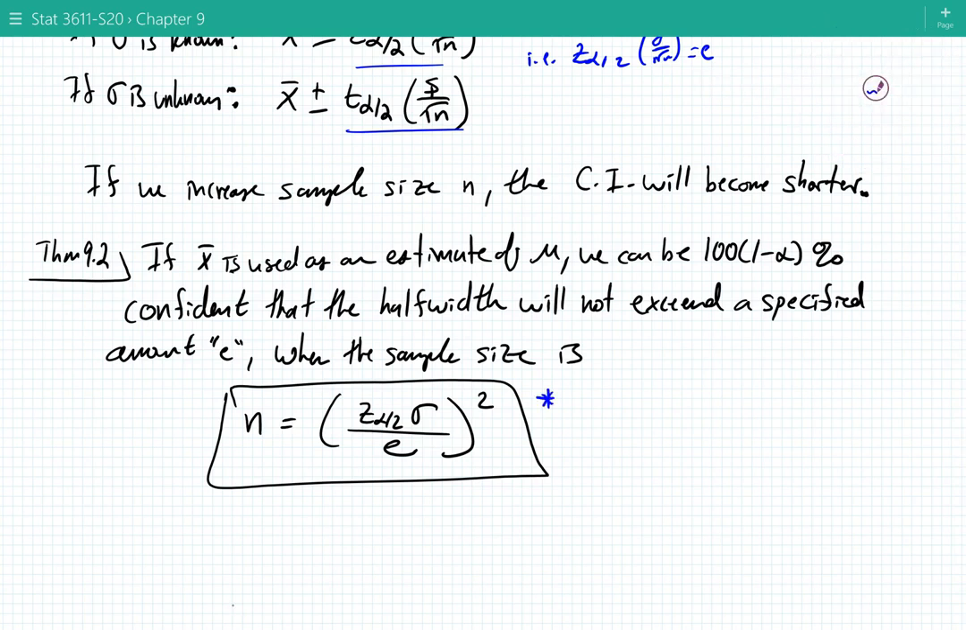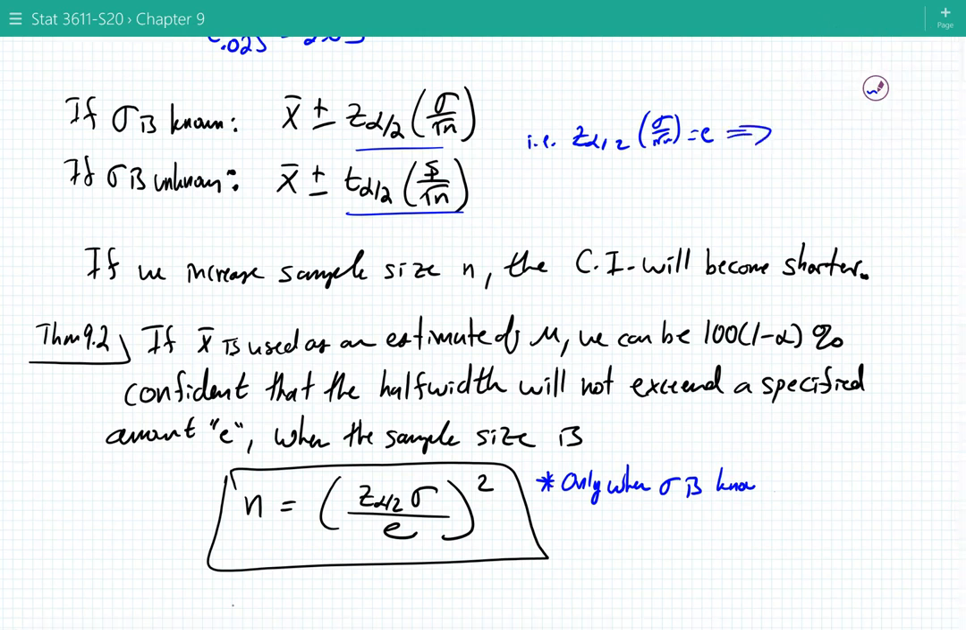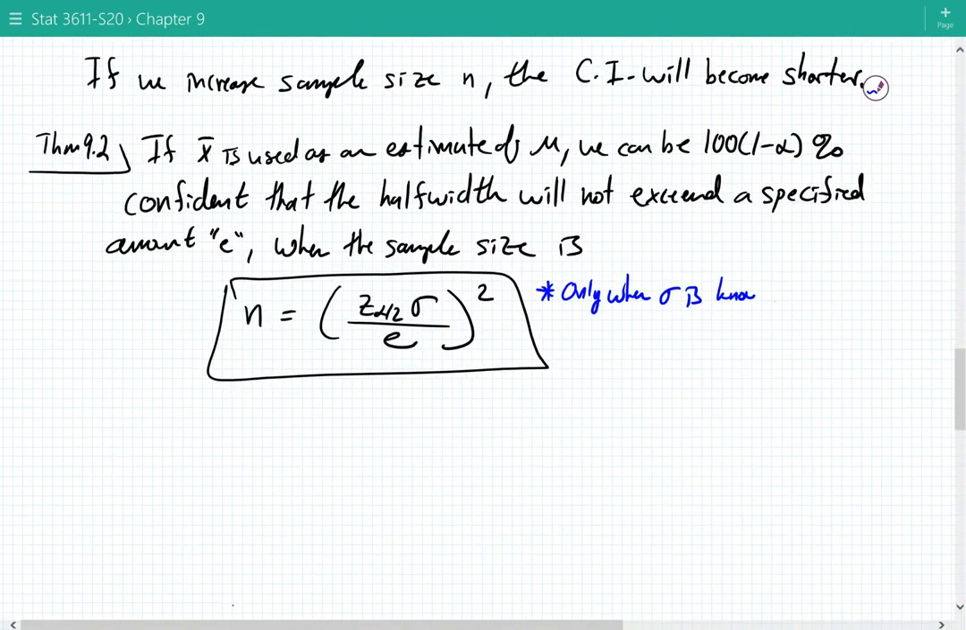And I'll just mention, in terms of practice, we are only going to use this when sigma is known. Let's not extrapolate this to the t-distribution quite yet. Only when sigma is known. So if we know sigma, then we're working with the z-distribution. So you have x bar plus or minus E, where E is your desired half-width of the interval.